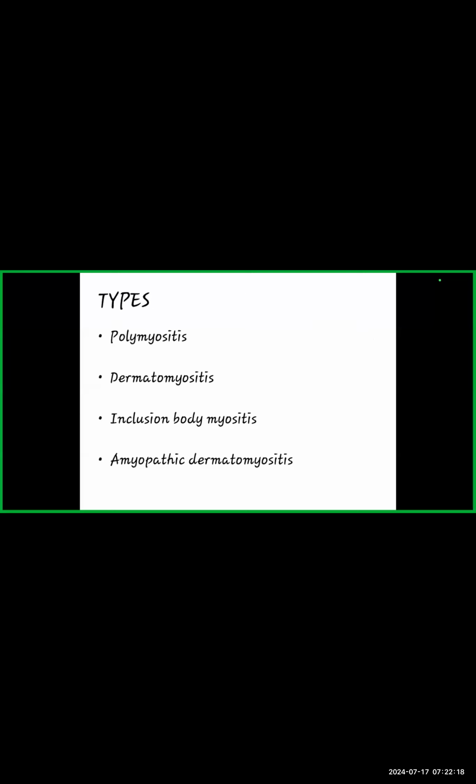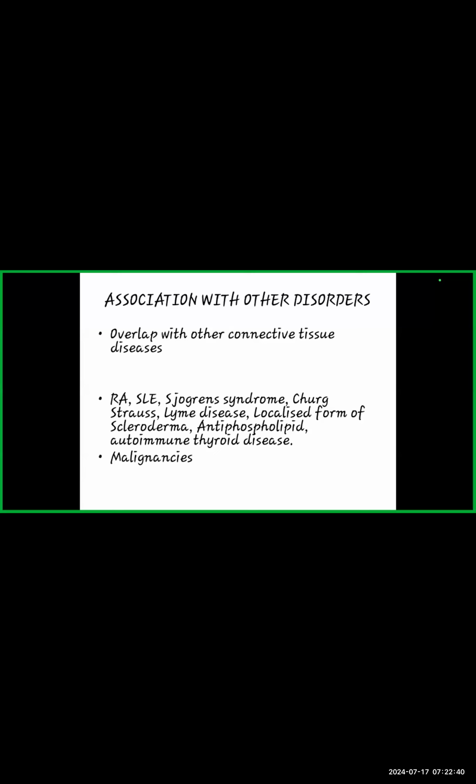There are different types of the inflammatory myopathies. We have polymyositis, dermatomyositis, inclusion body myositis, and amyopathic dermatomyositis. It is worth knowing that when you have cutaneous manifestations, then we say the patient has dermatomyositis. And a patient can also have dermatomyositis without the muscle involvement. This is known as amyopathic dermatomyositis, such that the patient only has cutaneous manifestations.